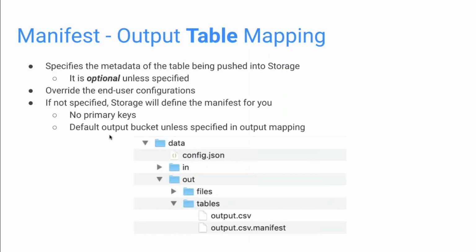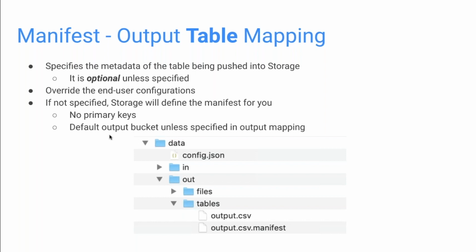Manifest for output table mapping. What it does is specify the metadata of the data being pushed into storage. It is optional unless it's specified by the component or is needed, let's say a slice file, which I'll go deeper into later on. So it overrides the end user configurations. If it's not specified, storage would define a manifest for you.